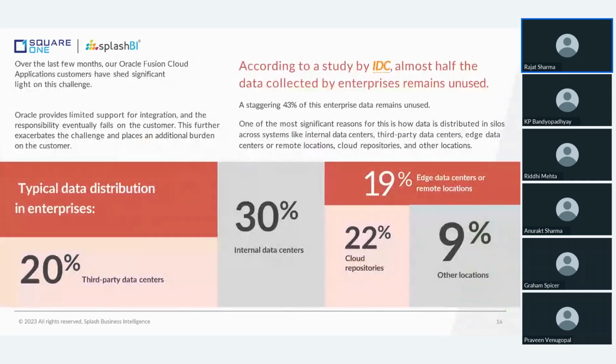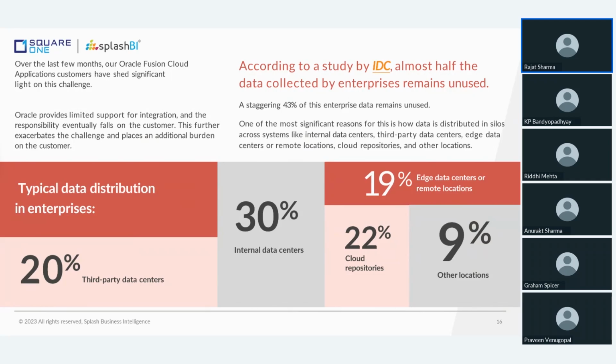But over the last few months, having spoken to a lot of our customers, the enterprises, they struggle with utilizing the data from cloud native ERP and SaaS systems. So our Oracle Fusion Cloud application customers have shed significant light on this challenge: extracting the right data sets from SaaS applications like Fusion Cloud and getting rid of the data silos for their insights, reporting, as well as data-driven decisions. They are the holy grails of any data-driven enterprise.